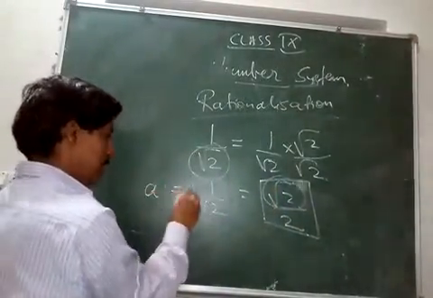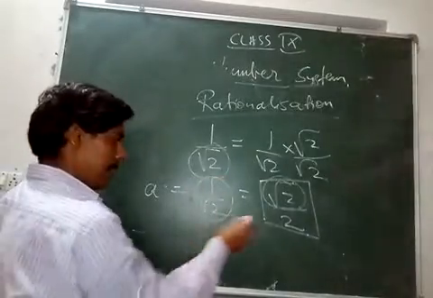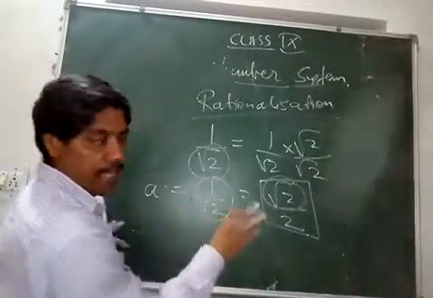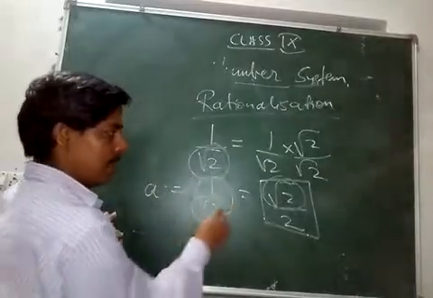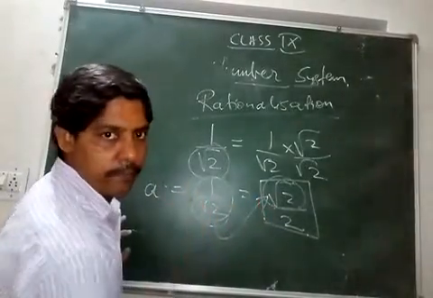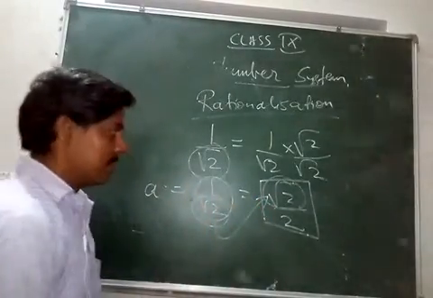Suppose this is a, then a is 1 by root 2, and a is also root 2 by 2. So the value of a has not changed. But what has happened is that the root sign, which was in the denominator, has now come to the numerator. That is the importance of rationalization.